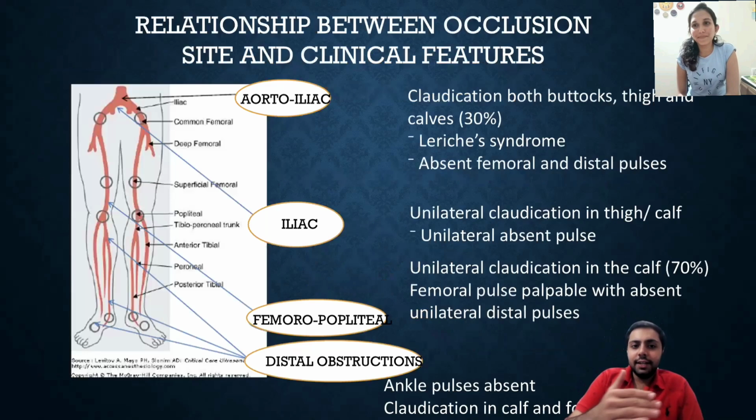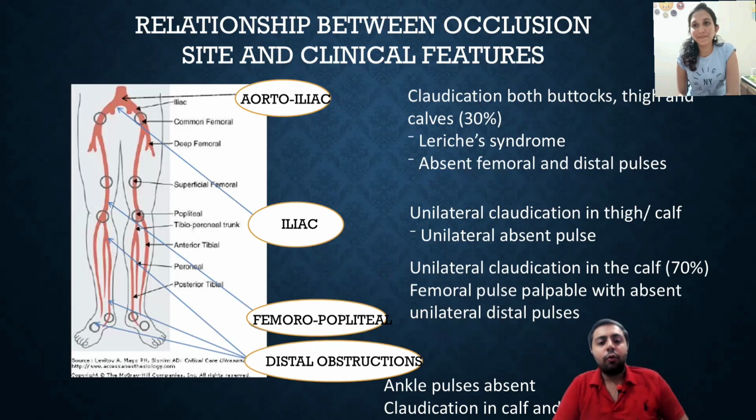So we can divide it into all those parts. We can have aortoiliac, iliac, femoropopliteal, and distal obstruction. What happens is wherever there is a claudication, below that claudication point you won't be able to feel the pulse in that area. Suppose in the above we have the aortoiliac. In that, claudication will be there in both the buttocks, thigh and calves.